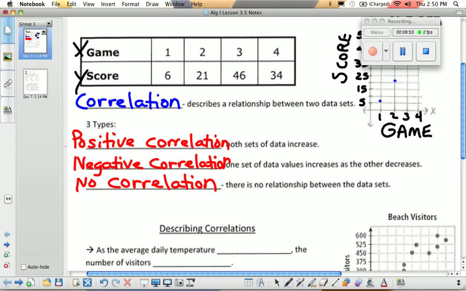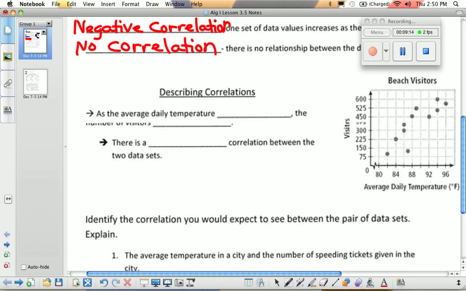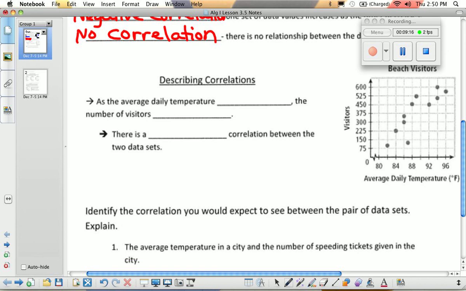Sometimes it's hard to decide if there's correlation or how strong it is. Next week when we start using graphing calculators with this and putting a trend line in it, the graphing calculator can calculate what's called an R value that shows us the strength of the correlation. Okay, so let's describe the correlation for this one here. What's this scatter plot about?